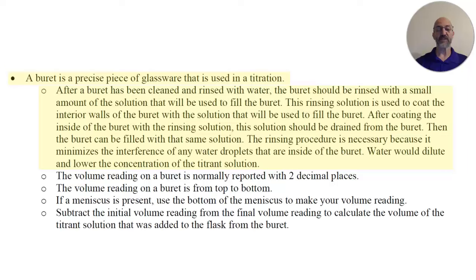Other important features as far as volume readings of a burette: the volume of a burette is normally reported with 2 decimal places. We normally read the burette from top to bottom, and if there is a meniscus, use the bottom of the meniscus to make your volume reading. Subtract the initial volume reading from the final volume reading to calculate the volume of the titrant solution that was added to the flask from the burette.